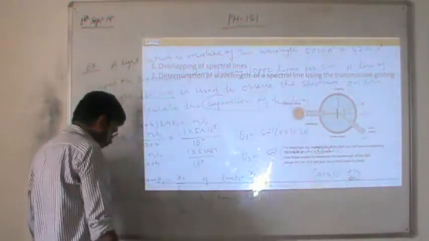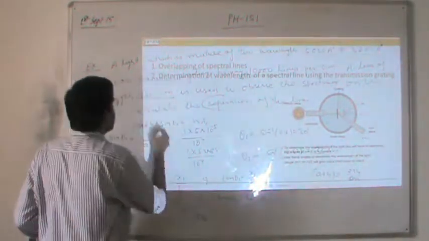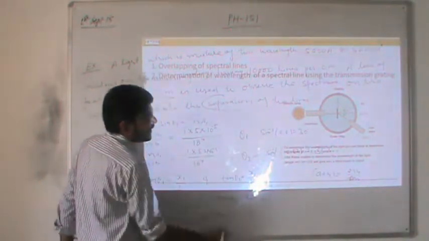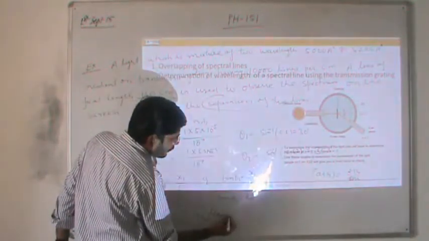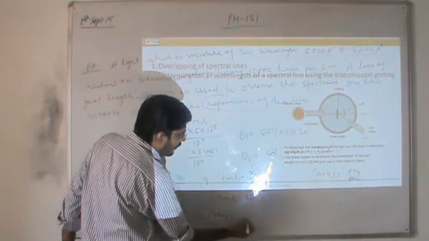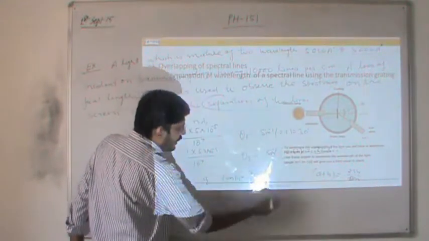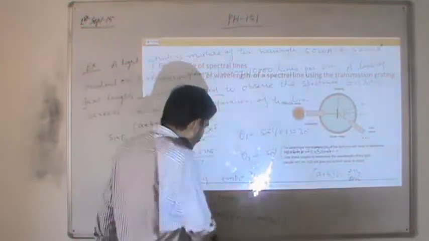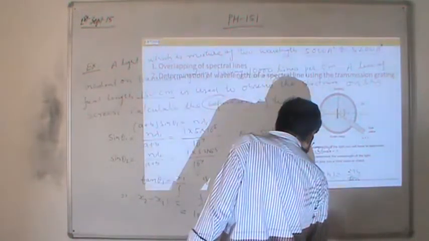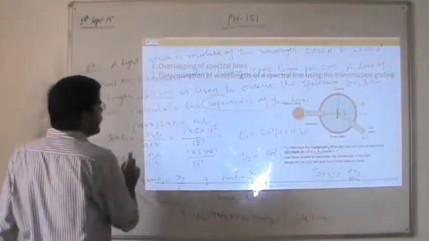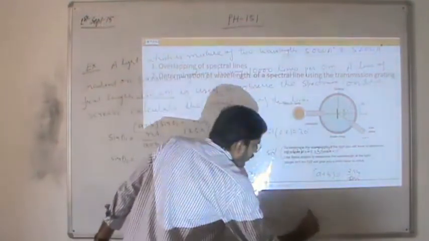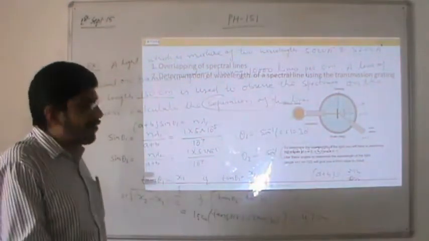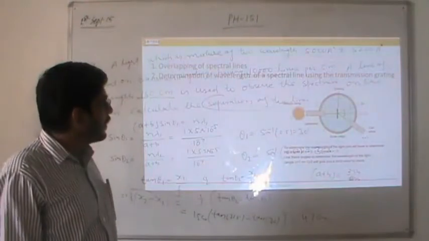Now put in the values of theta 1 and theta 2. The focal length f is given as 150, theta 2 is 31 degrees 3 minutes, and theta 1 is 30 degrees. When we solve using the scientific calculator, this will be 4.7 centimeters, which is the width of the spectral line. So by using this formula, you can calculate the width of the spectral line.